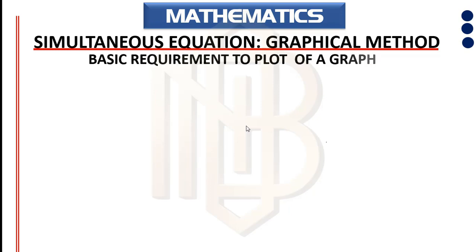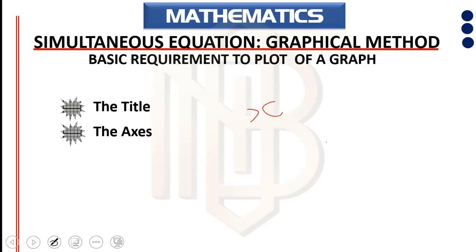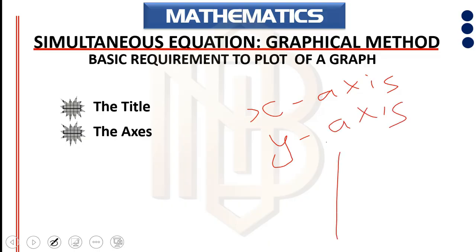There are a few things that are required to plot a graph. Of course, the first thing is your graph should have a title. The second one is the axis must be there, because we know that the axis is made up of a x-axis and we have the y-axis too, which our y-axis is the vertical axis and the x-axis is the horizontal axis.